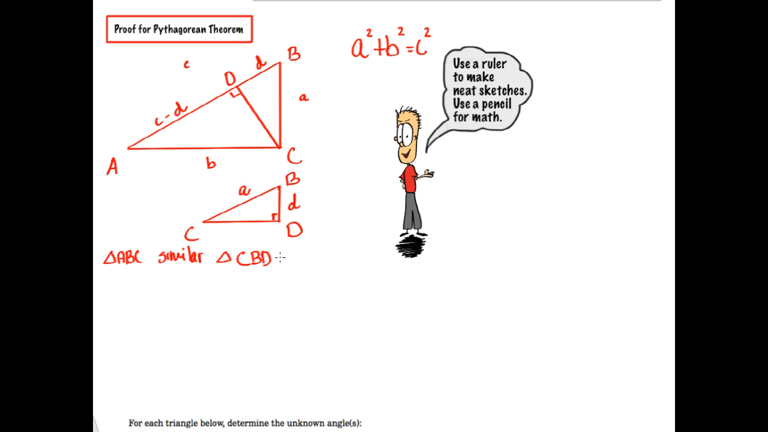And since they're similar, then we know that the ratios of sides that are in the same spots should be the same. So C over A in the large triangle is A over D in this smaller triangle. And then let's cross multiply, and so we would get A squared is C times D. Alright, let's look at the next triangle.